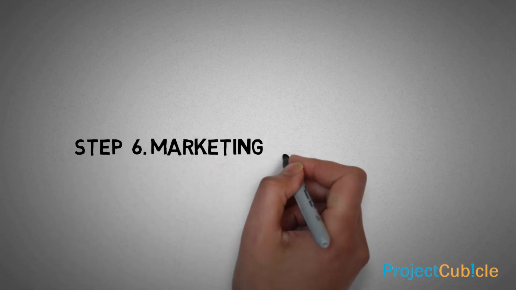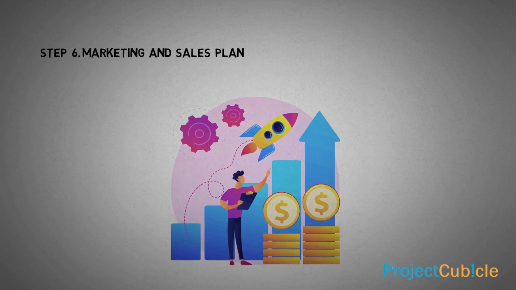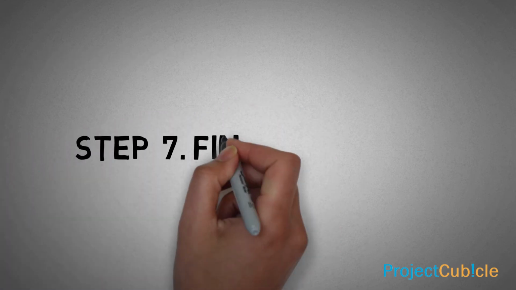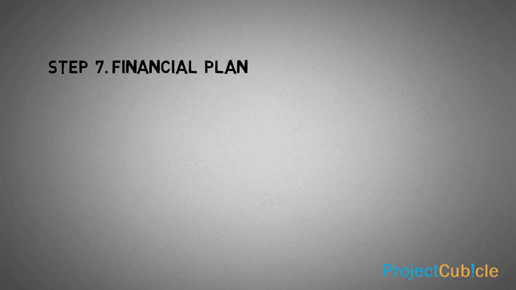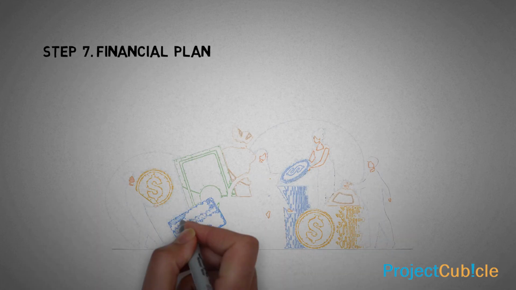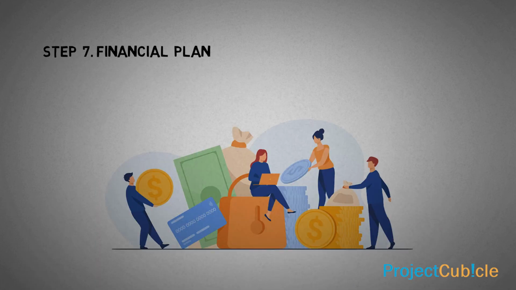Step 6. Marketing and sales plan. Explain how you'll attract the customer's attention and sell your products in the market. Step 7. Financial plan. Demonstrate your current financial status and include projections for the future. If you don't have any financial data of your business, provide just projections.